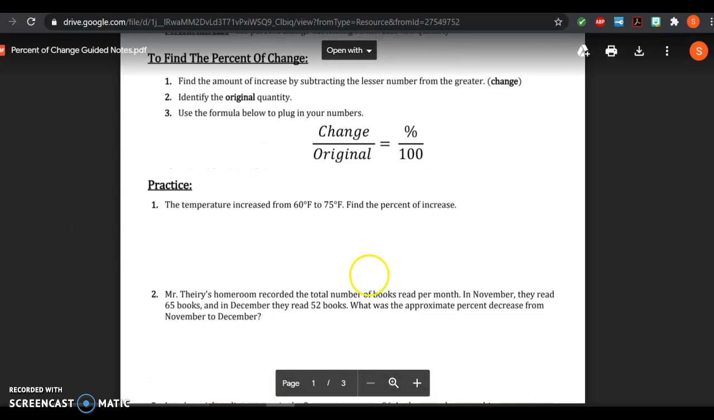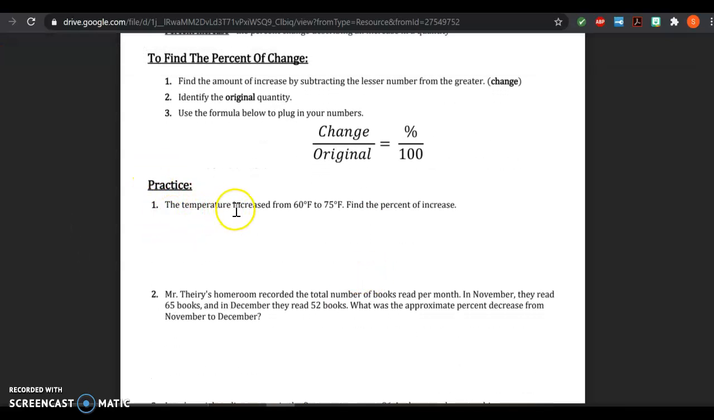So our first example here says the temperature increased from 60 degrees Fahrenheit to 75 degrees Fahrenheit. Find the percent of increase. So it's already told us we're talking about an increase here, and that should be obvious. 60 to 75, that temperature went up. 75 is bigger than 60, so it is an increase.